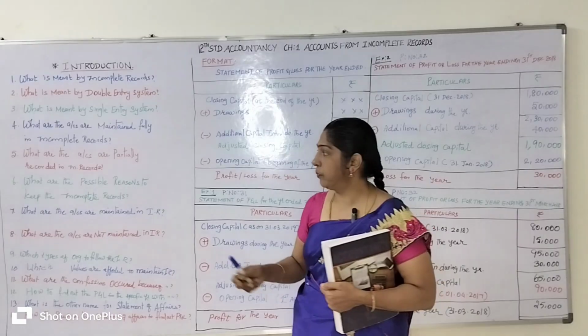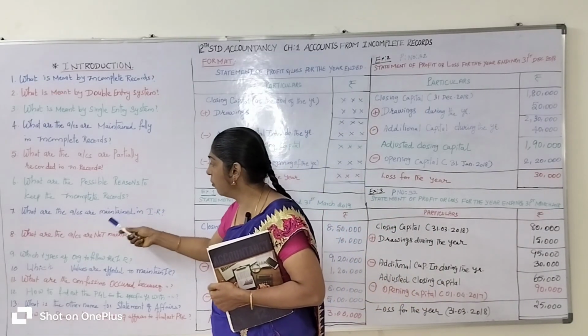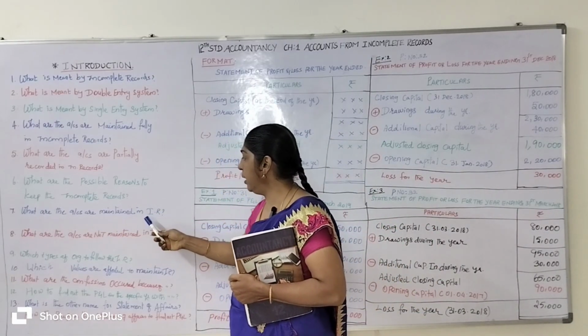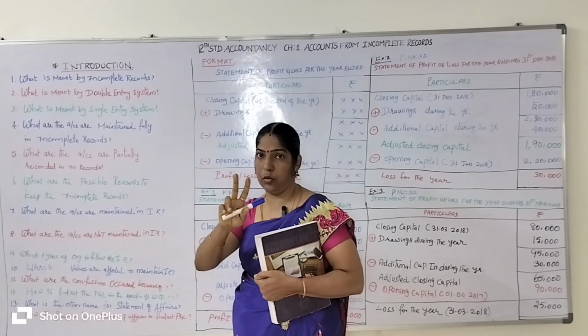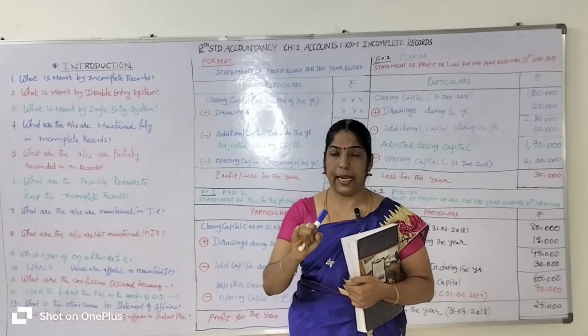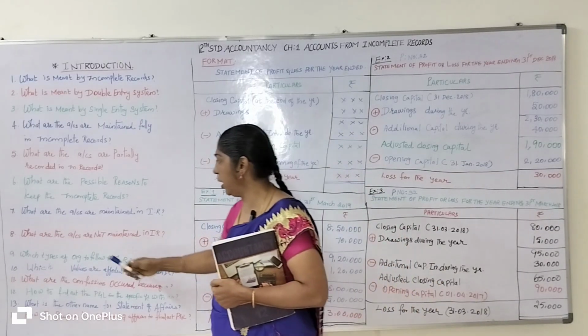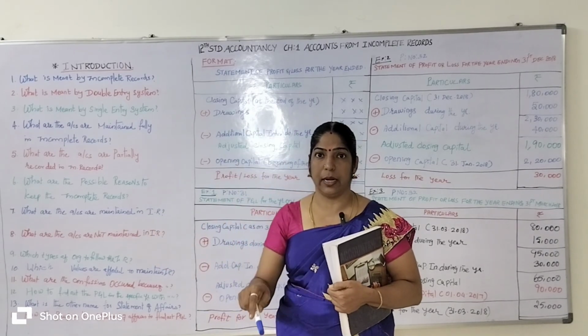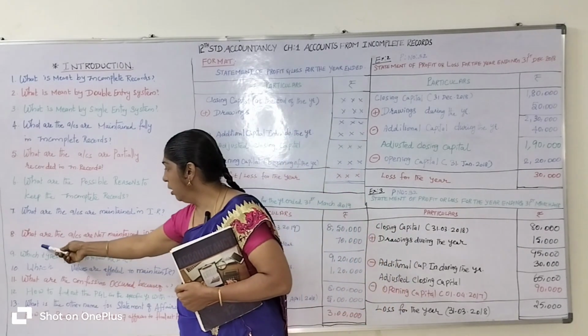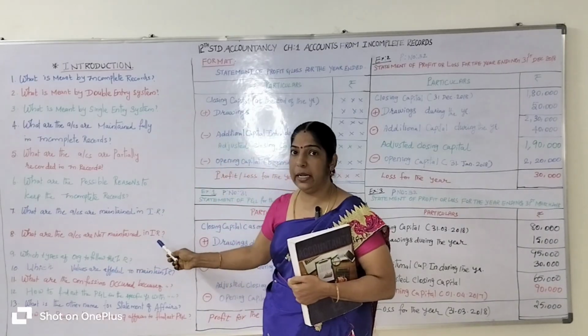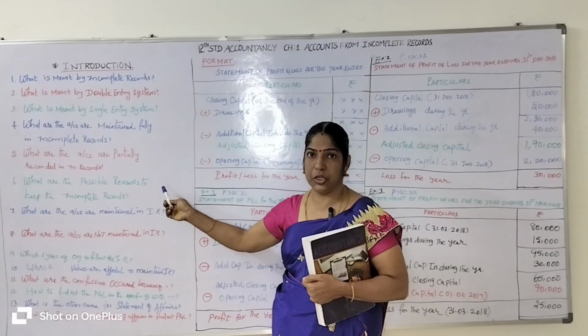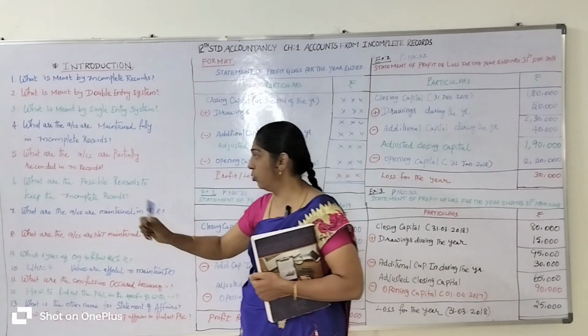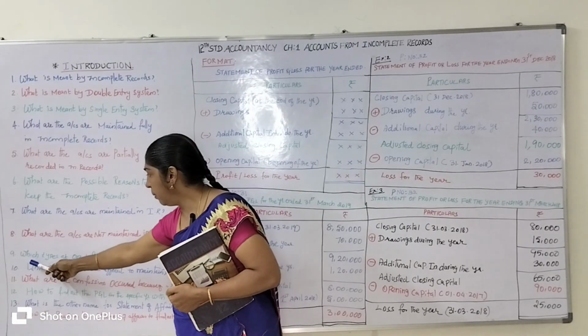Okay. Then what accounts are maintained in incomplete records? There are only two accounts. What are they? Cash accounts and personal accounts. Okay, in personal accounts they only maintain the customers' account and the creditors' account. Okay, and what accounts are not maintained? Already I mentioned real accounts and nominal accounts are not maintained in the incomplete records.